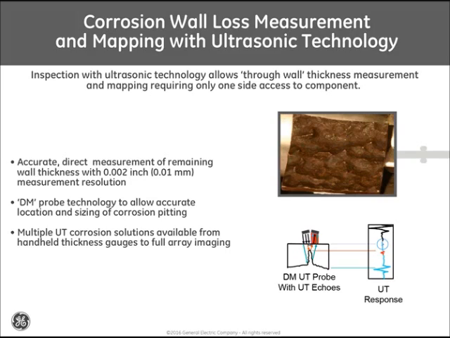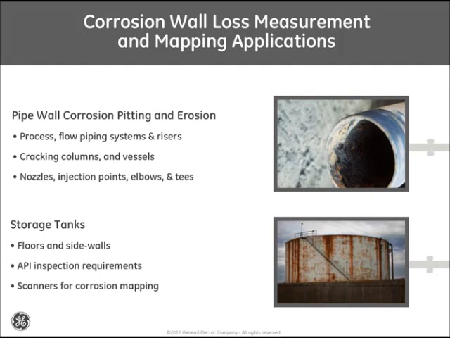A special ultrasonic probe technology, referred to as DDA thickness measurement, enables accurate location and sizing of internal pitting. Oftentimes, pits are the culprit in through-wall corrosion in components. A variety of ultrasonic thickness measurement solutions are available based upon the type of component and inspection requirement. On the next slide, we're going to talk through some of the typical corrosion applications, or the components subject to corrosion.